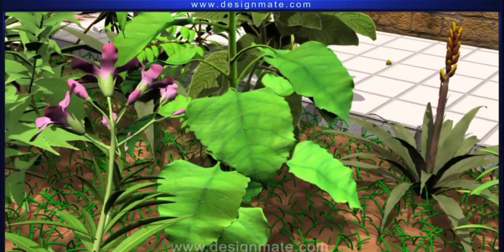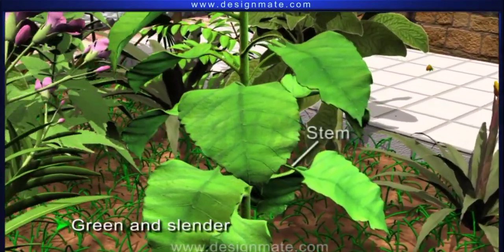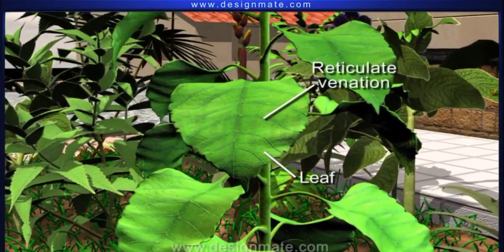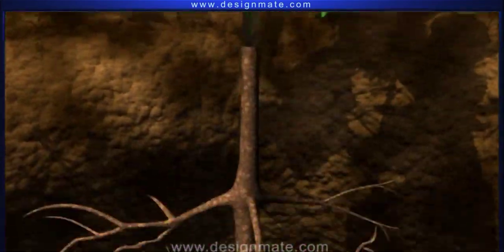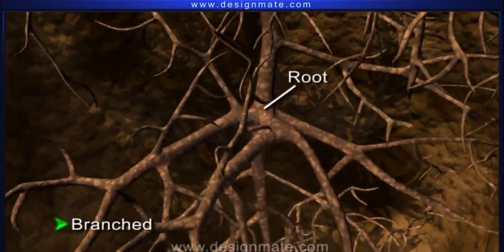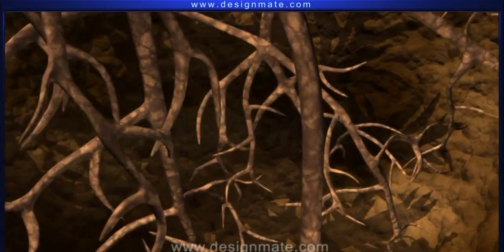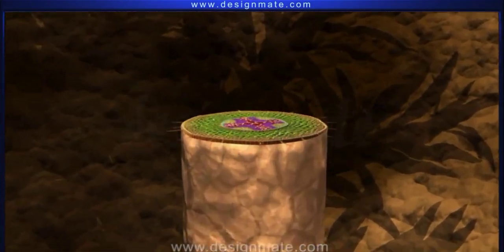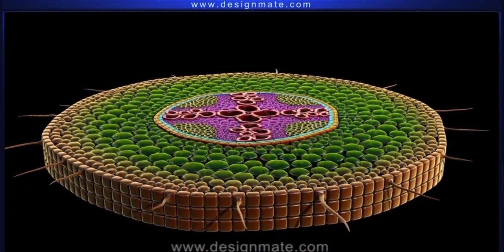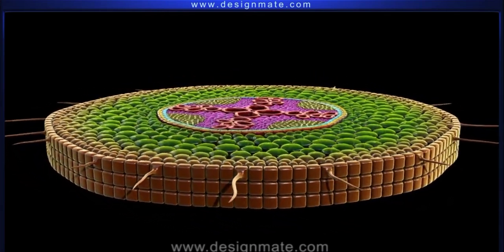It is a herbaceous plant with a green, slender stem. The leaves show a reticulate venation. If we look at its root, it appears branched. On taking the transverse section of the root, several tissues can be seen. Let us study each tissue one by one.